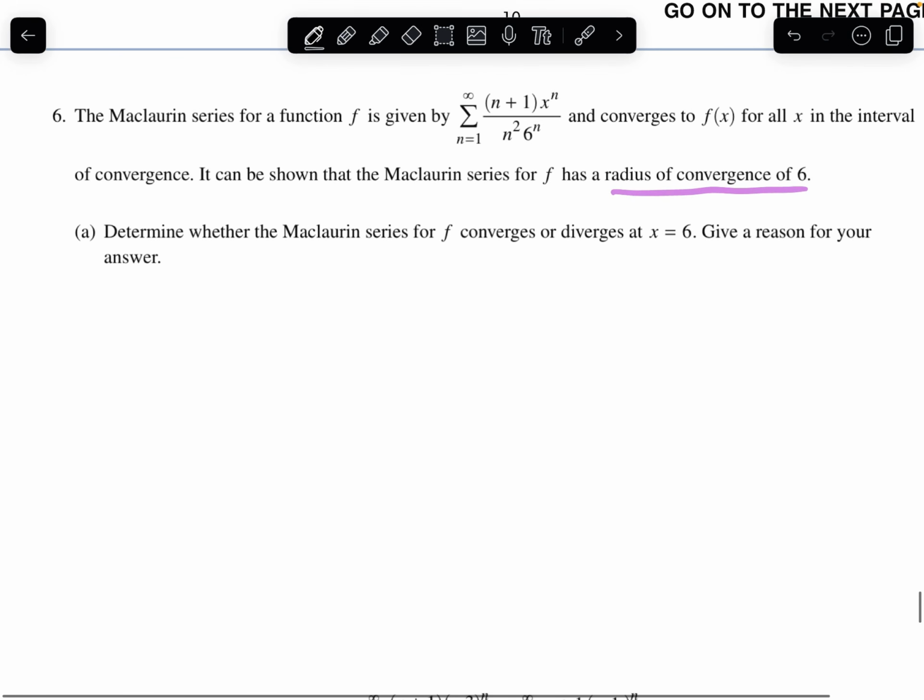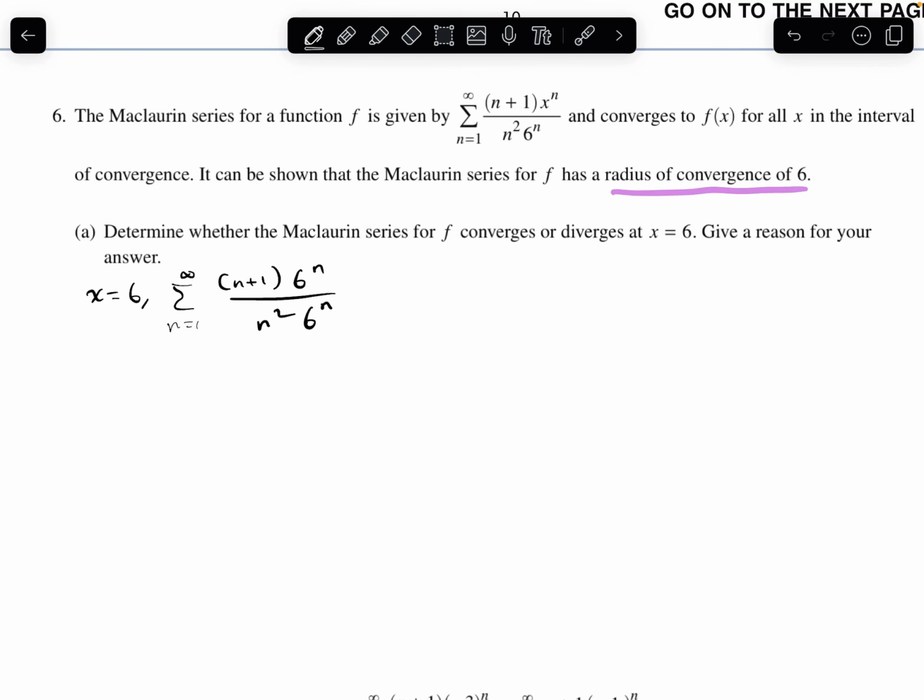So we're going to start by actually plugging in x is equal to 6. So when x is equal to 6, what happens? Let's look at our series. n is equal to 1 to infinity, (n plus 1) times 6 to the n power, all over n squared times 6 to the n. So we can see here that these 6 to the n terms are going to divide out. And so what you're left with is the following series in its more simplified form. This is just n plus 1 over n squared.